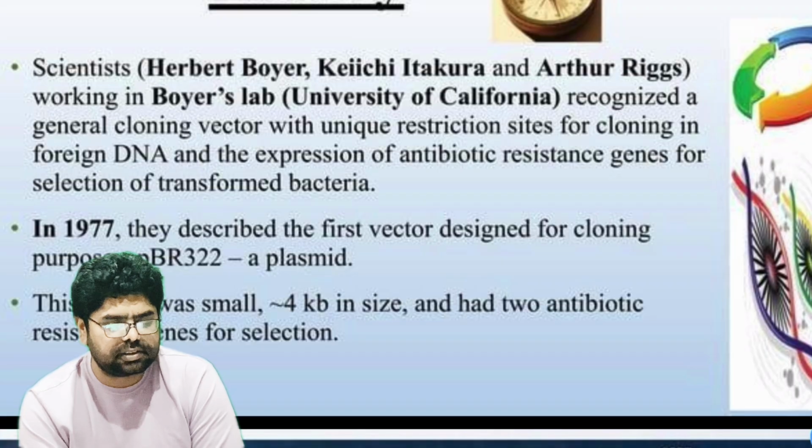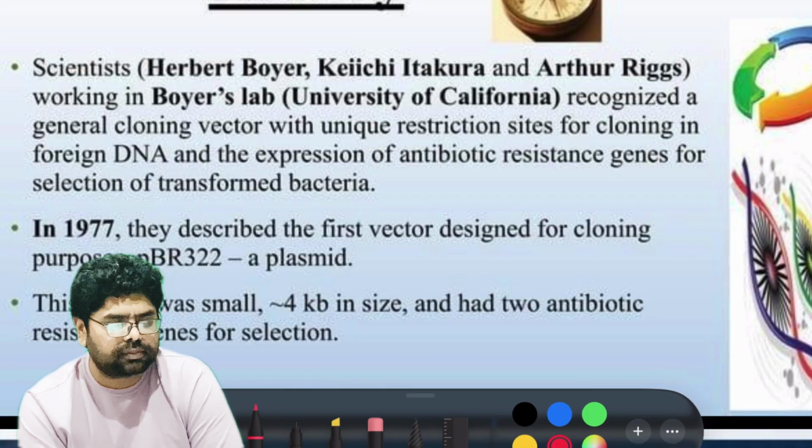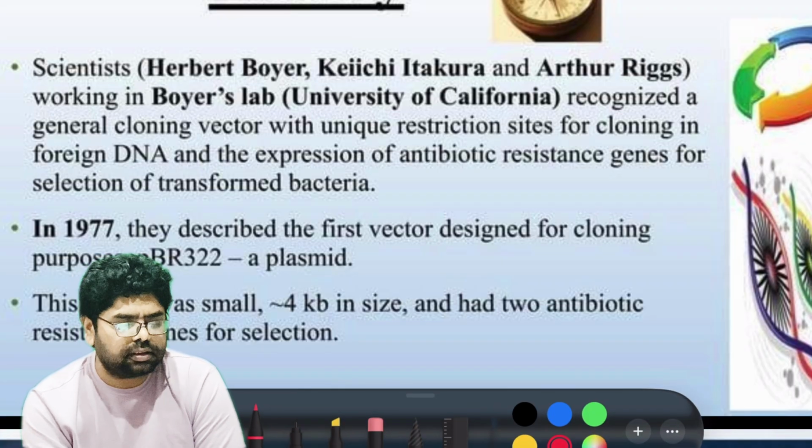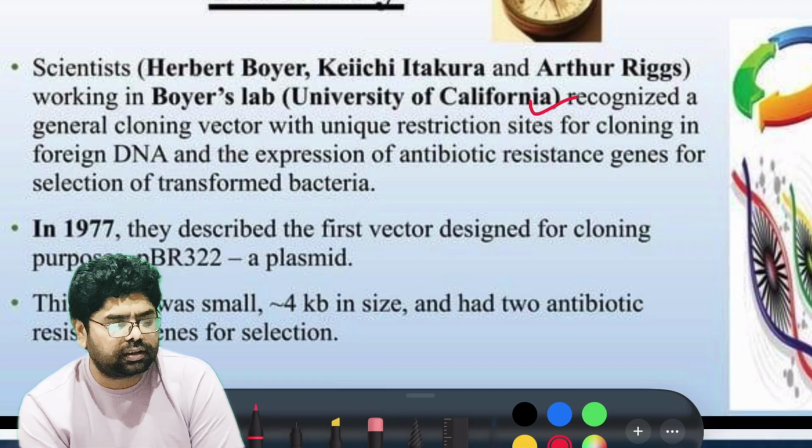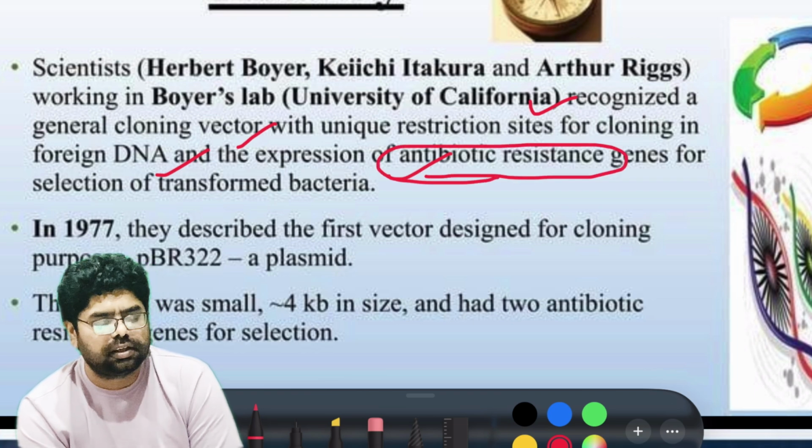Now let's see the history of the restriction enzyme. Scientists Herbert Boyer and Keiichi Itakura and Arthur Riggs worked in Boyer's lab at the University of California, and produced a general cloning vector with a unique restriction site for cloning in foreign DNA and an expressed antibiotic resistance gene.